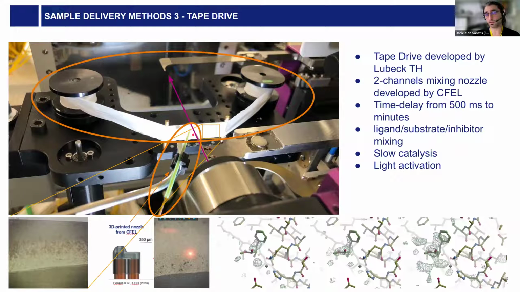Clearly, this is not a device that is suitable for faster time reactions, but rather slow time reactions. But we have very recently successfully used it both for some examples of light activation that we will see later, and also in some ligand binding studies that you see. This is how the density of the ligand is building up in the electron density map.